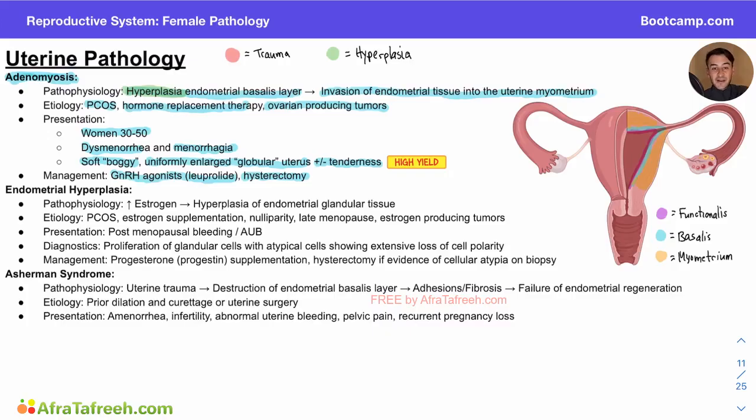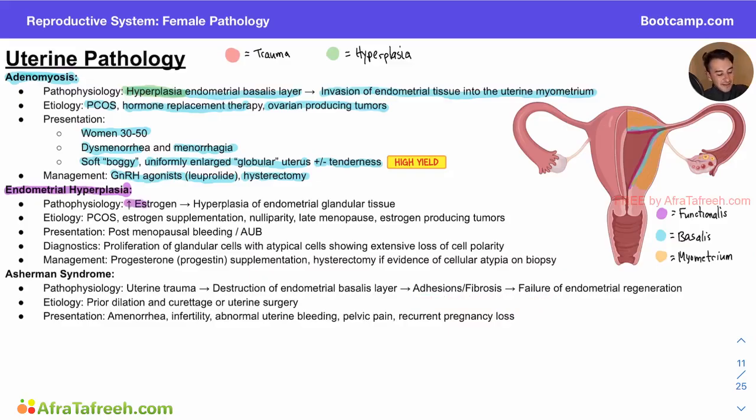Let's move on now to talking about endometrial hyperplasia. You'll notice that I have switched to purple now because we are talking about our uterine functionalis layer, or the layer where we have our glandular tissue. This is the layer that is grown and shed every month with menses. Essentially there's a very similar process happening here, but now we're talking about the functionalis layer.